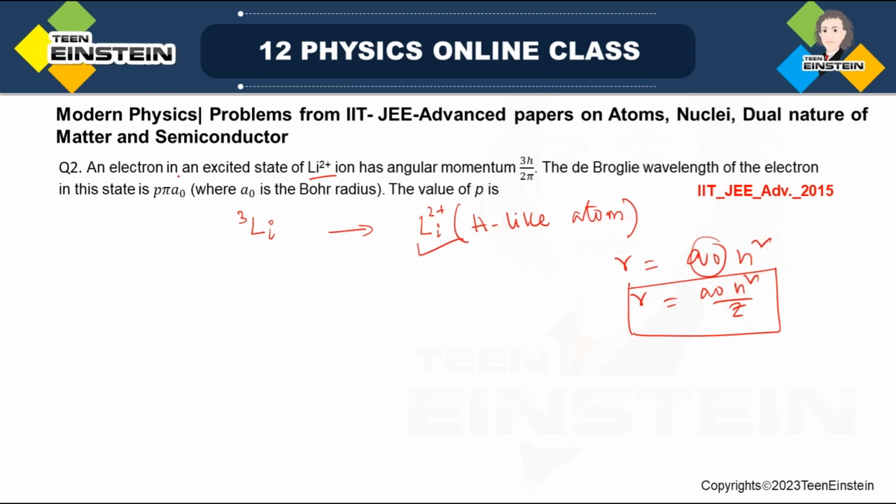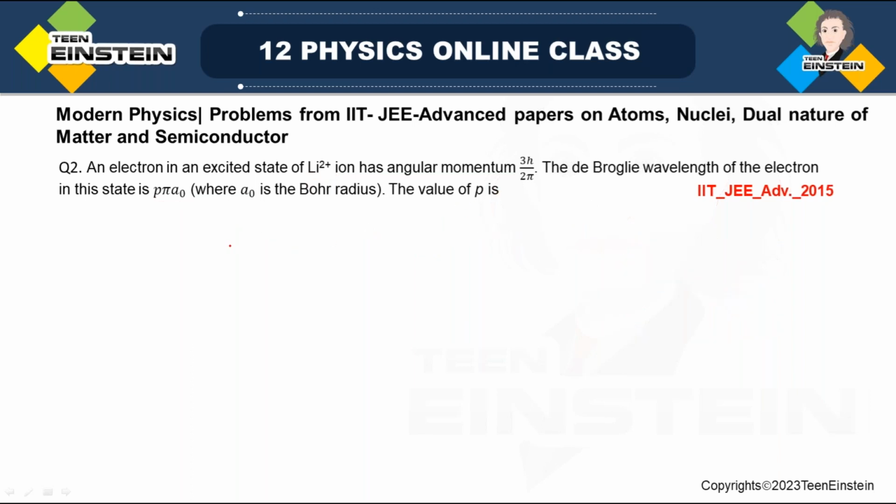So let us see, an electron in an excited state of lithium 2 plus ion has angular momentum 3h by 2 pi. The de Broglie wavelength of the electron in this state is P pi a0, where a0 is the Bohr radius, and the value of P will be how much? You have to find out that.